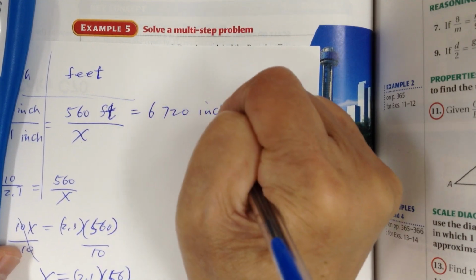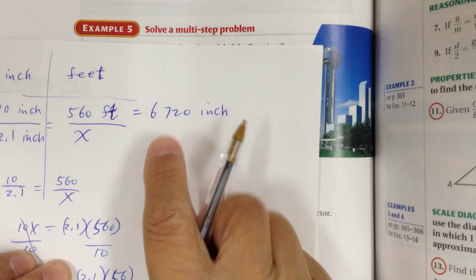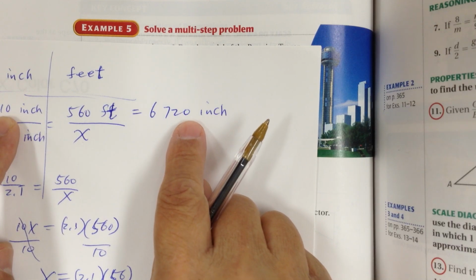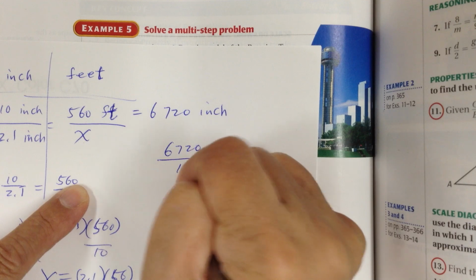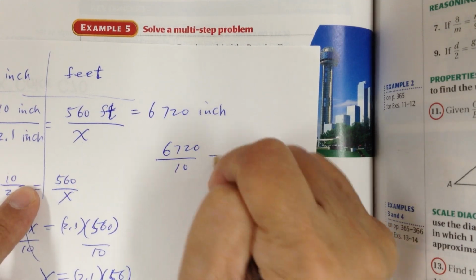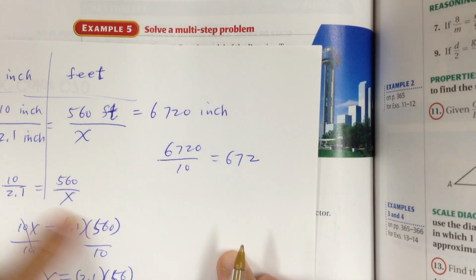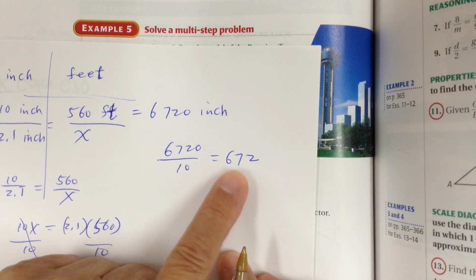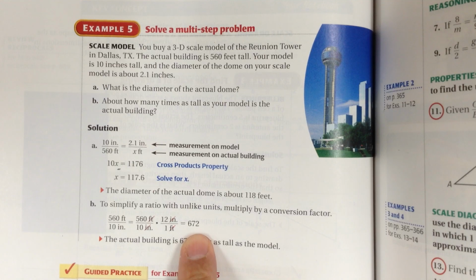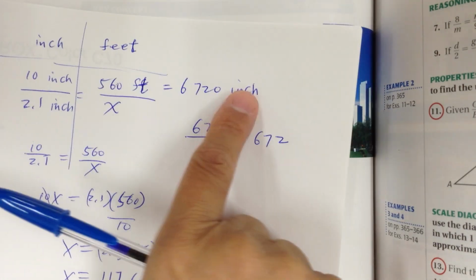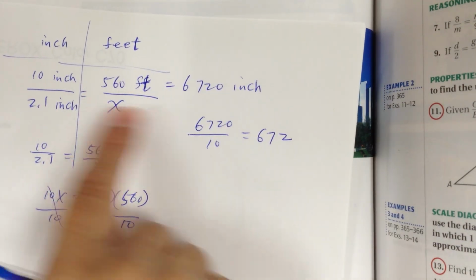6720 inches. And so when you divide, the 10 cancels, so you've got 6720 divided by 10. You're comparing, so this is equal to 672. So the real building is 672 times as tall as the model. So when you're comparing, you get the same label and then you compare.